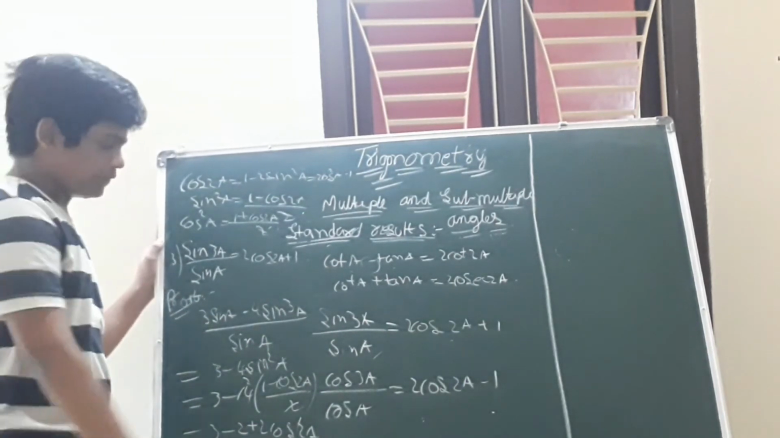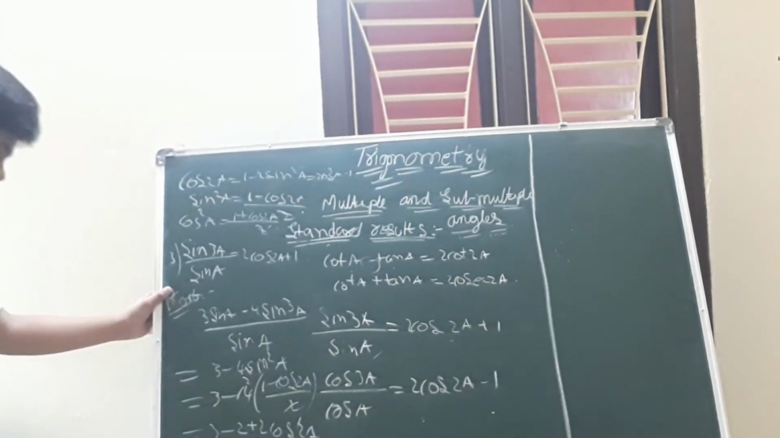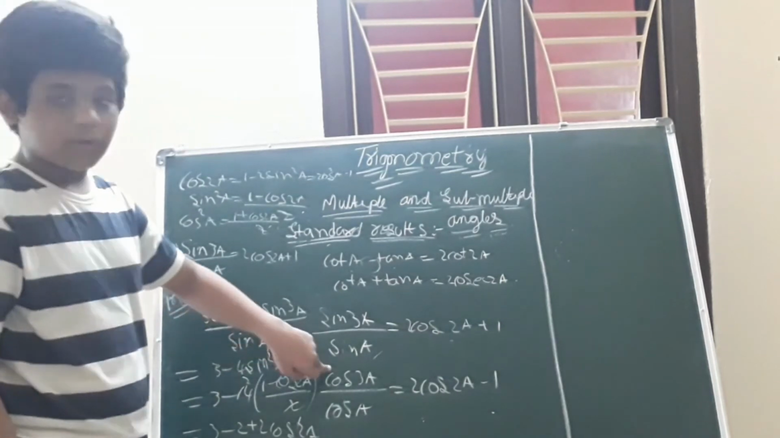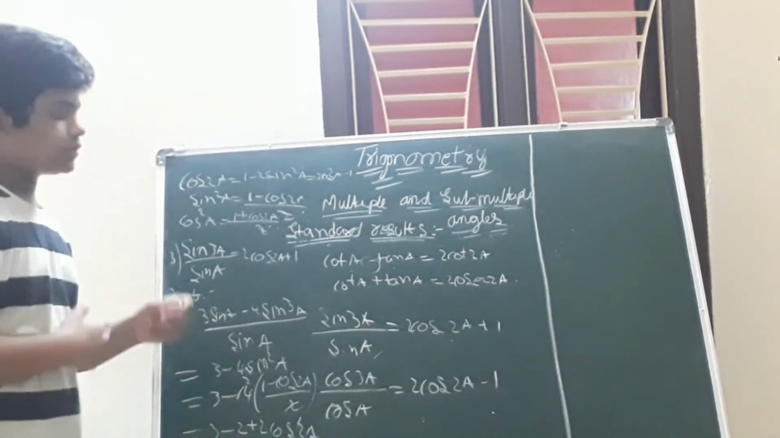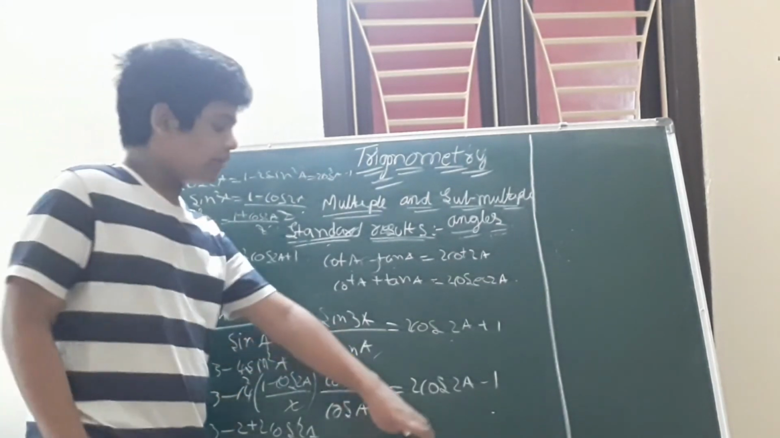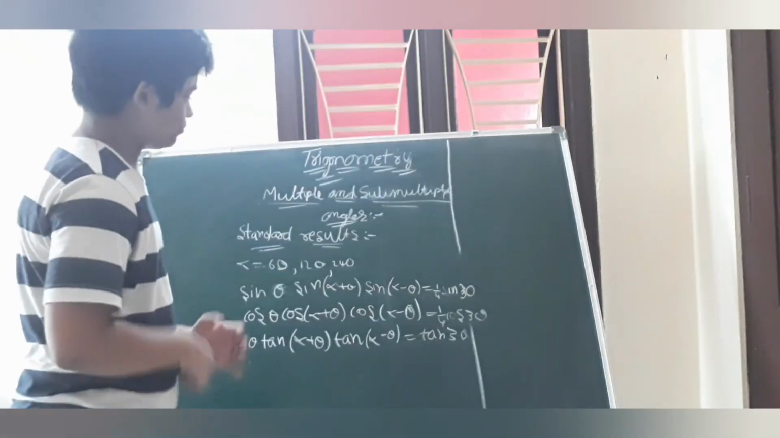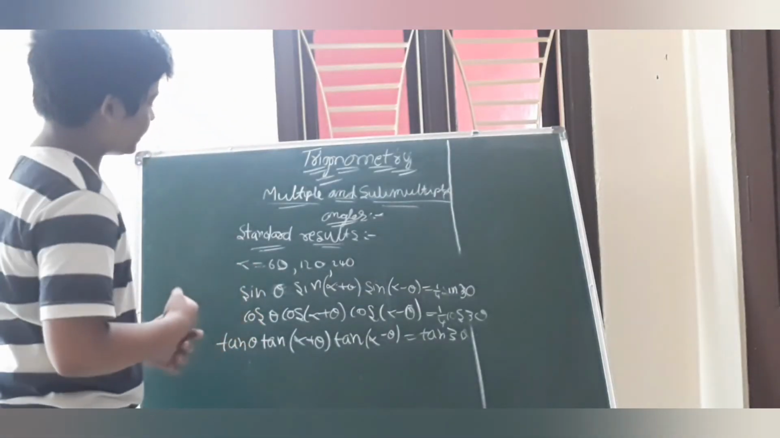In the same way, we can also find the proof of cos 3A by cos A. We have to apply the formula of cos 3A, take cos A common and cancel. If we simplify that, we get the answer 2 cos 2A minus 1. So now let us discuss some other standard results.